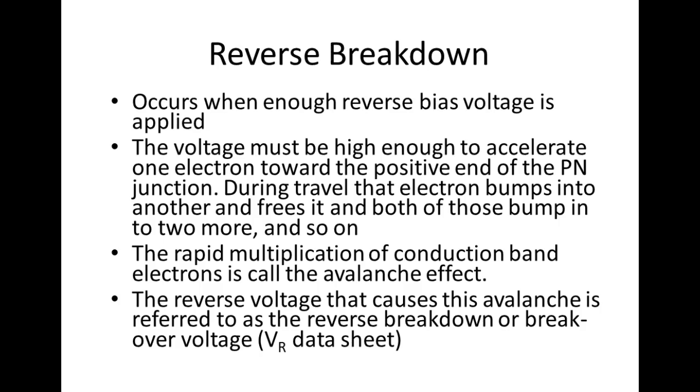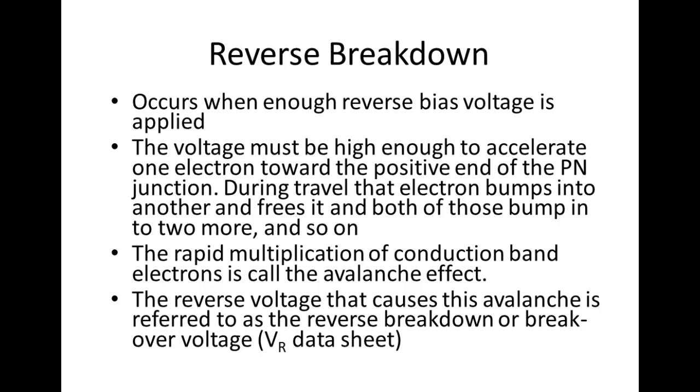Reverse breakover occurs when enough reverse bias voltage is applied. The voltage must be high enough to accelerate one electron toward the positive end of the p-n junction. During the travel, this electron bumps into another one, knocks them out, and it just avalanches. Now the problem is all of a sudden we got a lot of current flowing through the diode in the reverse direction, and the diode is dropping a lot of voltage. So V times I is power, right? You understand that?